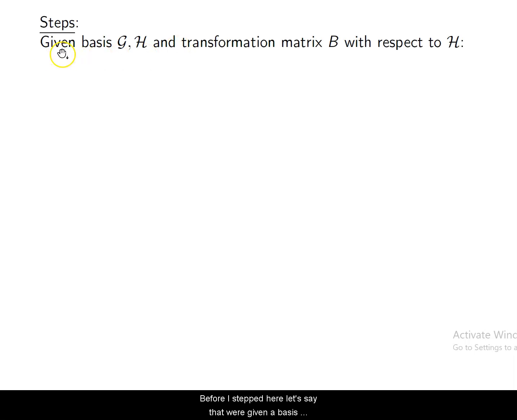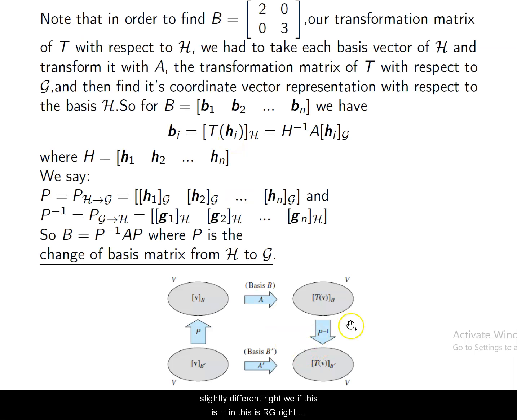Okay. So for our steps here, let's say that we're given a basis G and H and a transformation matrix B with respect to H. So here things are slightly different because normally we were given a basis G, a basis H, and our transformation matrix was A. That took us from G to G, right? It was with respect to H. Here this is for B, from H to H. So we have to do things slightly different, right? If this is H and this is our G, we're kind of swapping things around here, right?